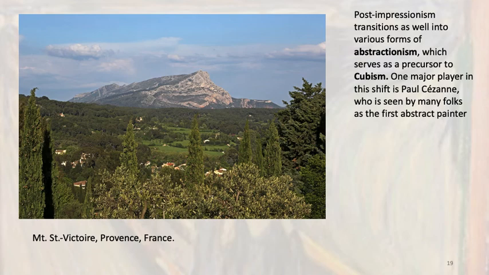Let's look then at how scenes were then depicted. The post-impressionist transition goes into forms of abstraction, which is a precursor to a form called cubism. And one of the major players in the shift is Paul Cezanne, who's one of the first abstract painters.